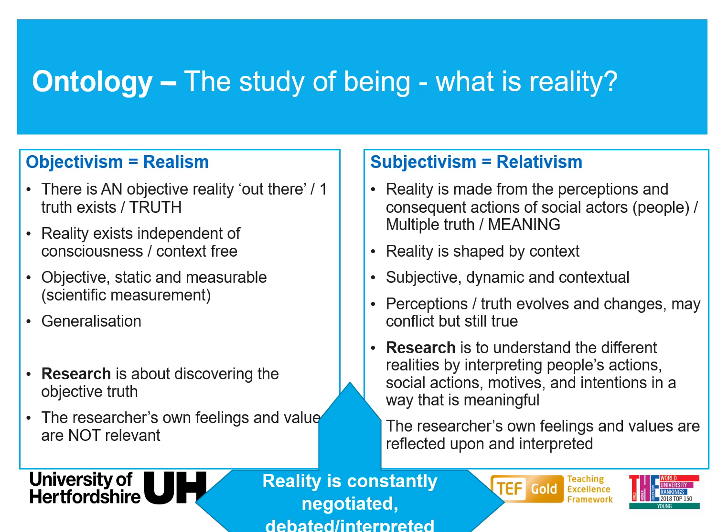But between objectivism and subjectivism, there's a third view, which is in between. So reality is constantly negotiated, debated, and interpreted. It could be one, it could be more. There could be a truth, but there could be more truths. So they need to be negotiated, debated, and interpreted in different contexts or different situations.